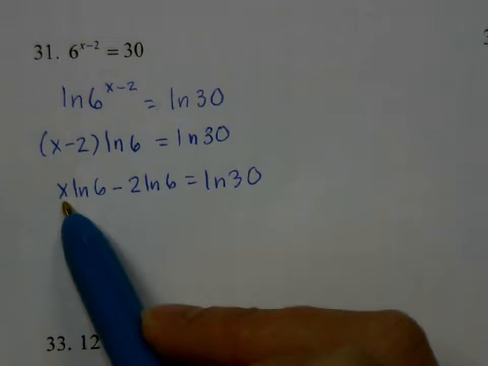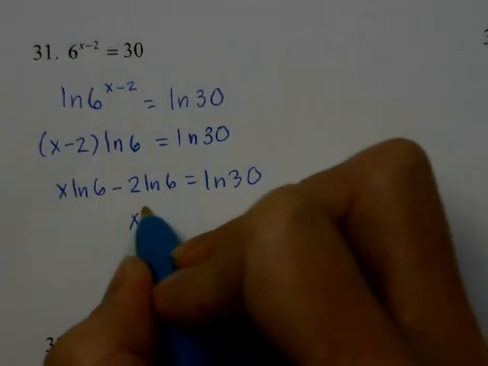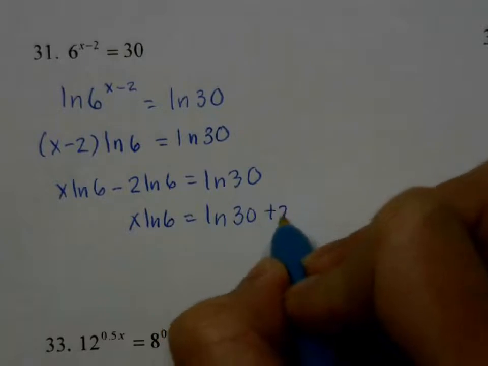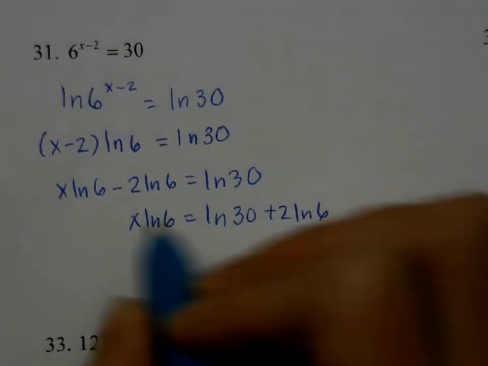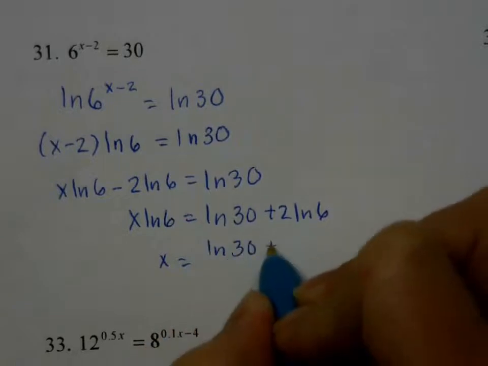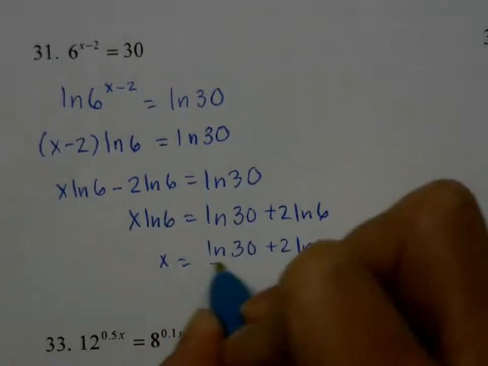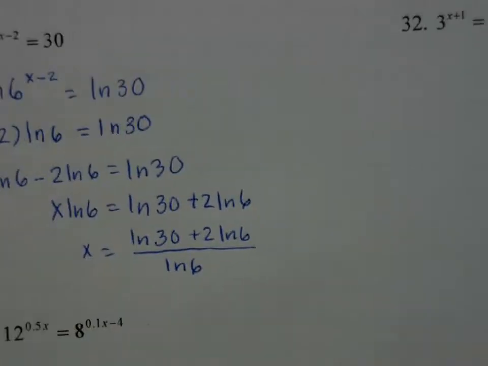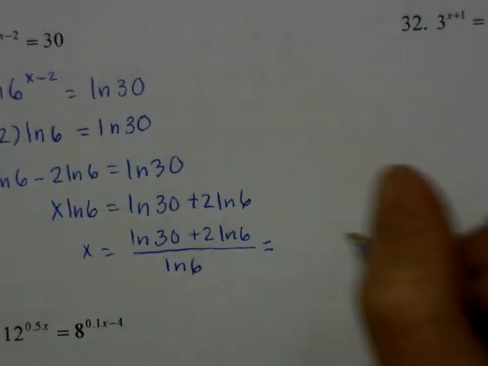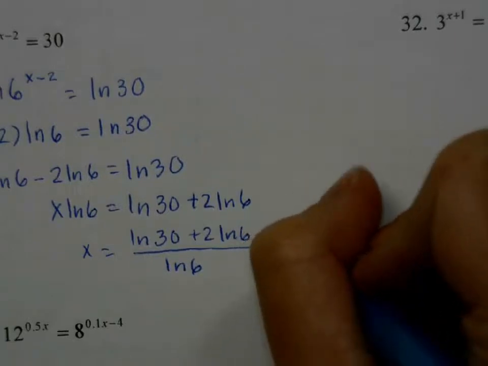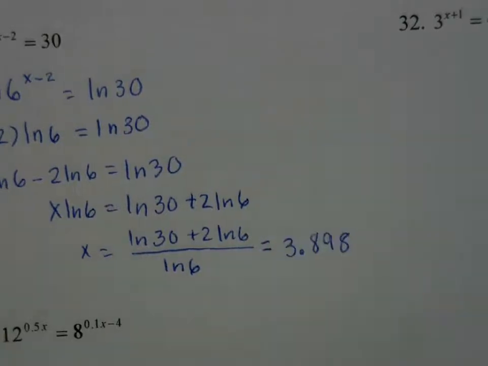We want to solve for x. I'm going to add that over. And then divide by the natural log of 6. So that's solved. And we type it in the calculator. Get that.